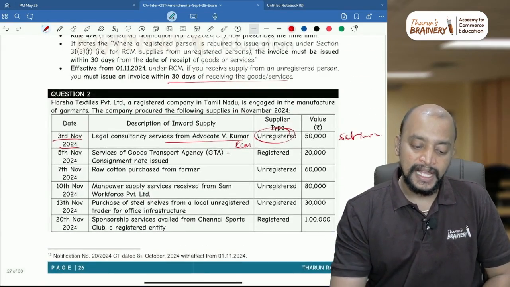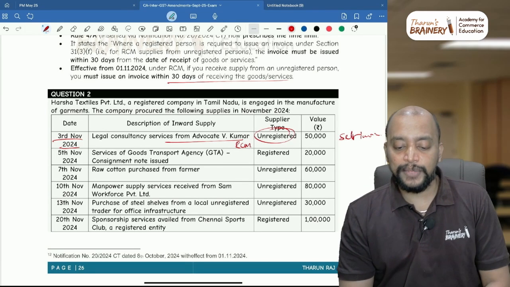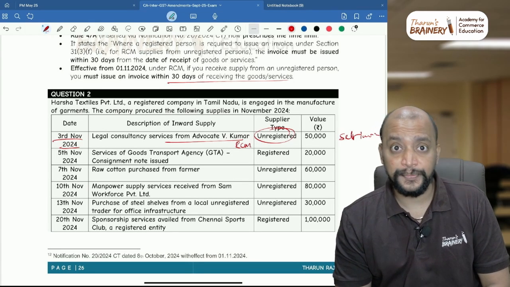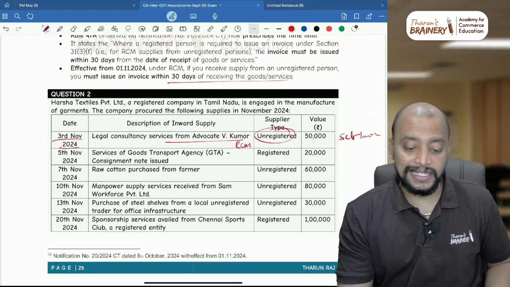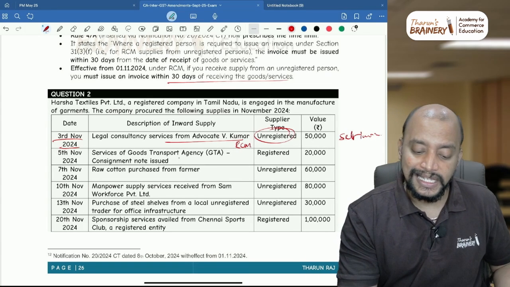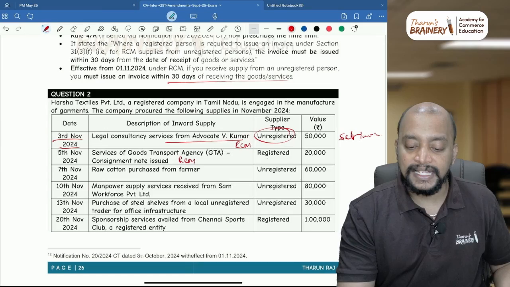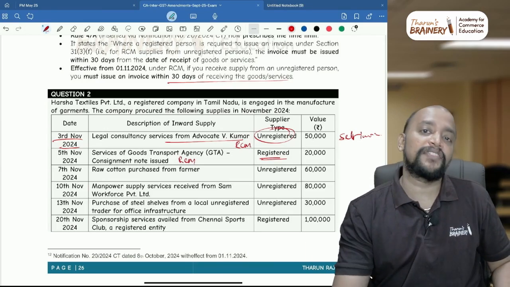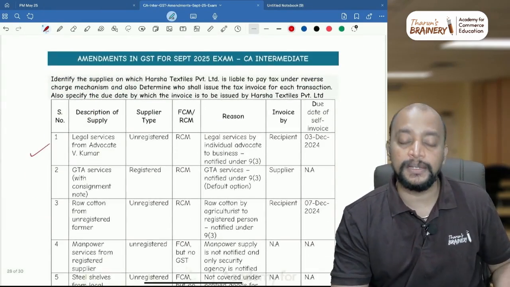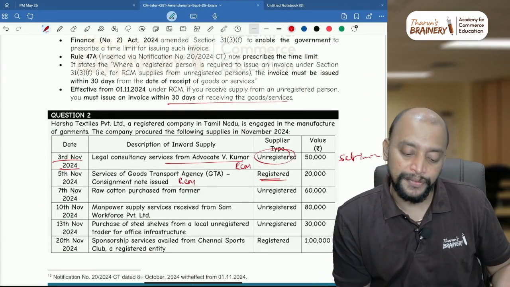Second part, service of GTA, consignment note issued, supplier is registered. Even though it is covered under RCM, because GTA service is covered under RCM by default, as the supplier is registered, no self invoice is required, it is not applicable. The supplier only will issue the invoice.